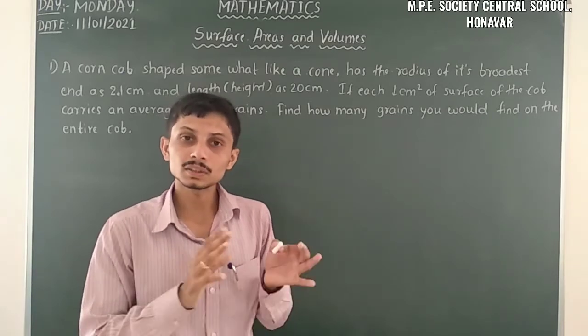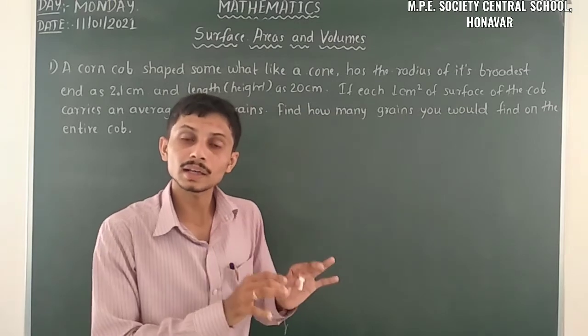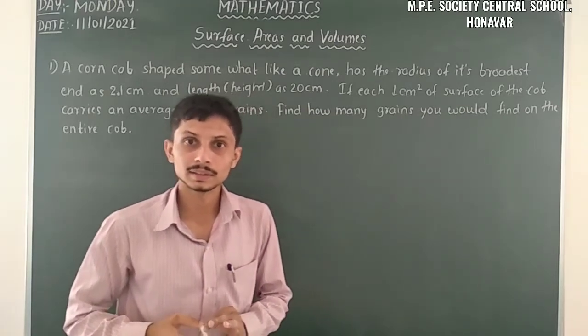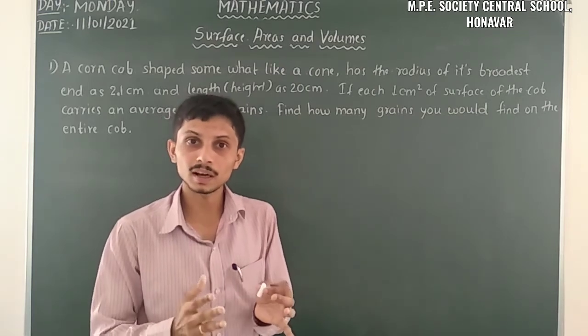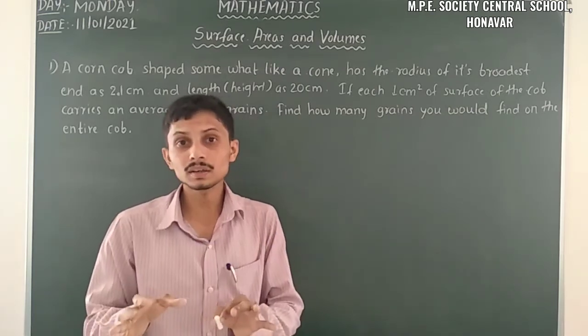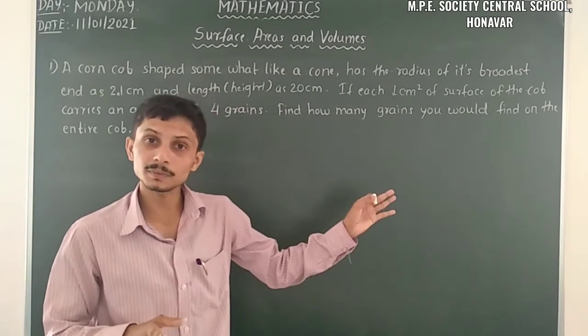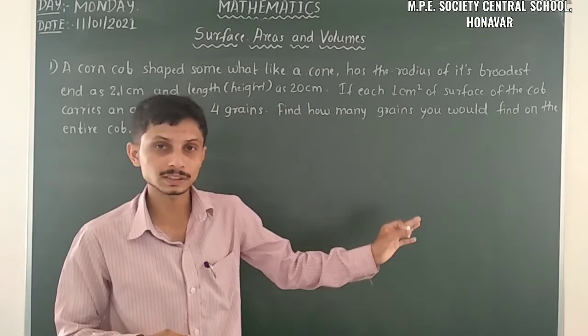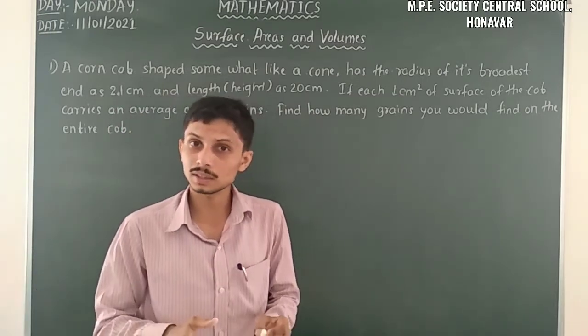So that means here, in each centimeter square area, there is an average of 4 grains. That means here we have to find the curved surface area. So first we have to find the curved surface area. Then, in each centimeter square surface area there are 4 grains, so we have to find how many total grains there are.